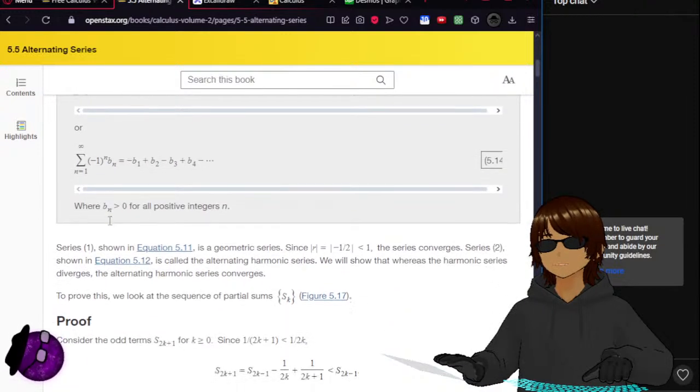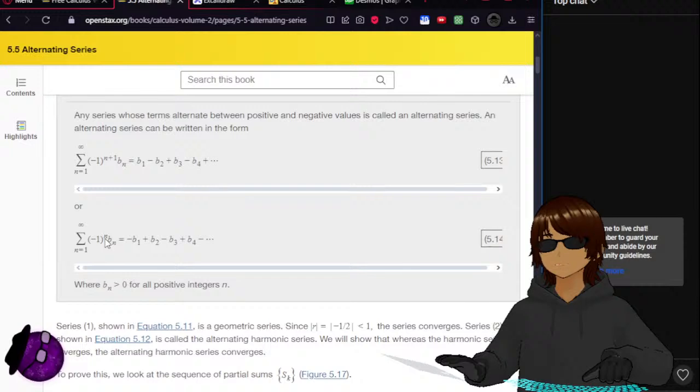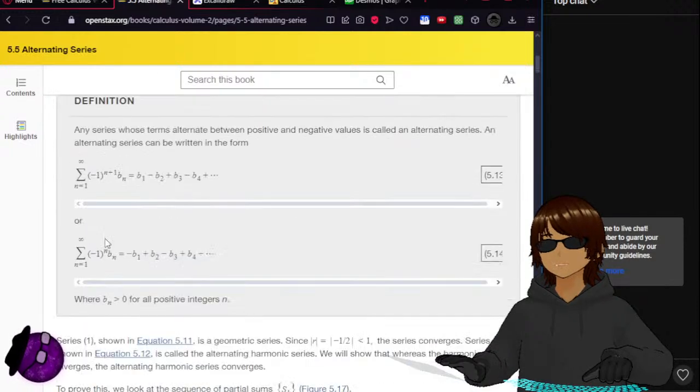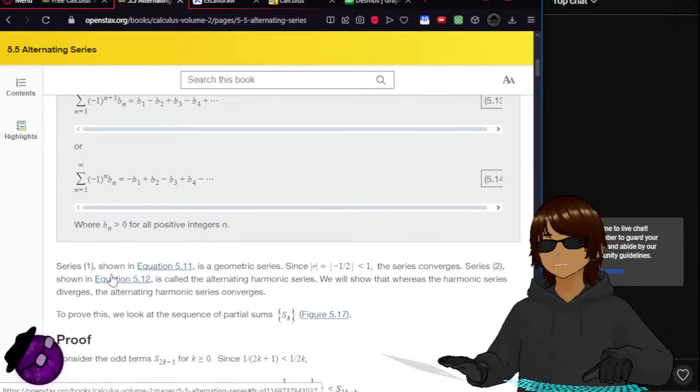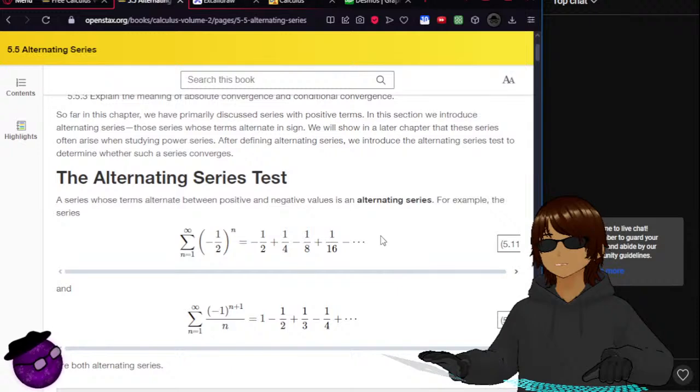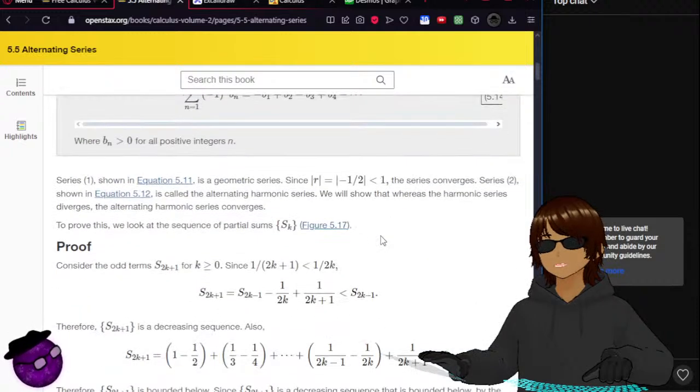Series 1 in equation 5.11 is a geometric series where r is minus half. So the series converges. Right.